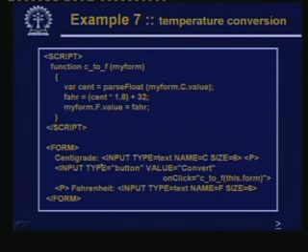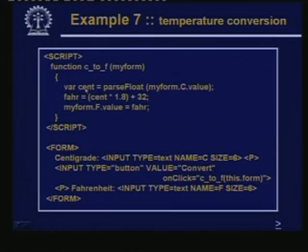So, the calculation is fairly simple. We are doing a centigrade to Fahrenheit conversion. There is a form with two fields, one is a centigrade field whose name is C, and another Fahrenheit field whose name is F, and there is a button field whose label is convert. If you press it, then this function will be called.